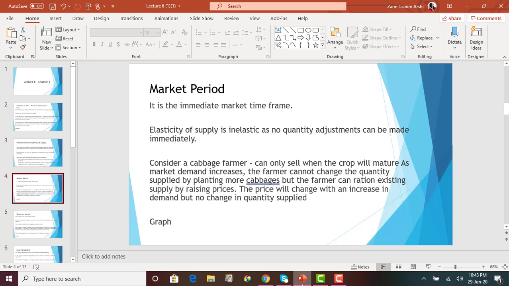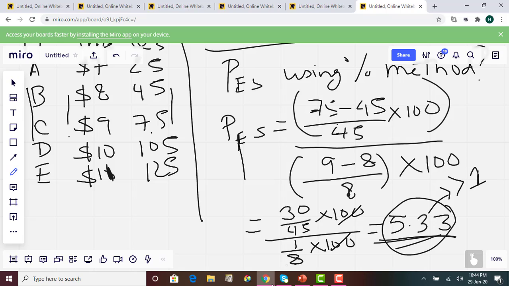So what happens is, if the price of cabbage goes up in the market tomorrow because of increased demand, the farmer cannot just put cabbage in the field today and start producing cabbage tomorrow. It will take some time for the cabbage to ripen and mature, so that it works as a crop and they can sell in the market. So in the immediate market period, it will be almost inelastic. It will be perfectly inelastic because you do not have time to change your output.